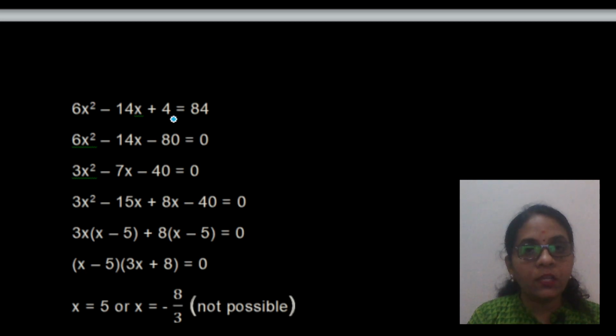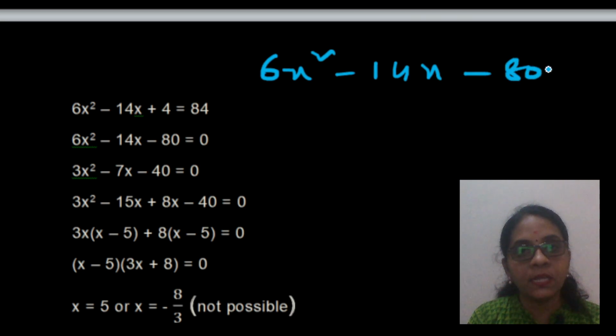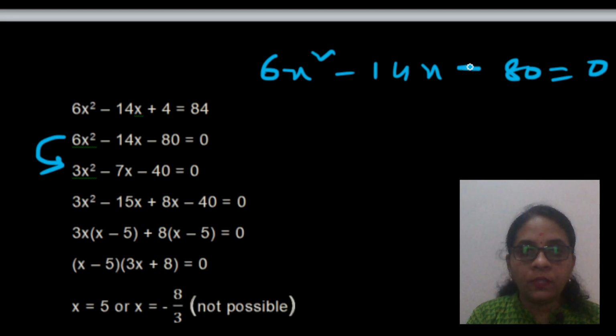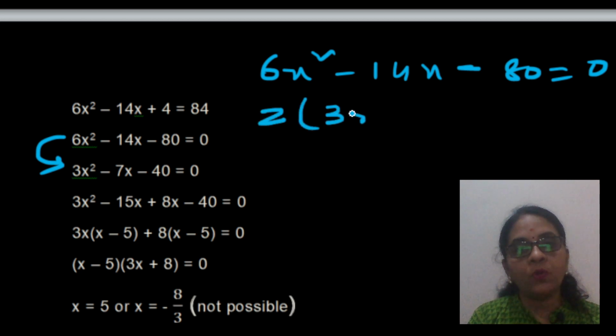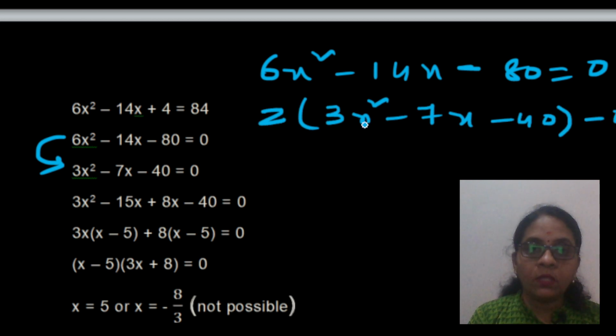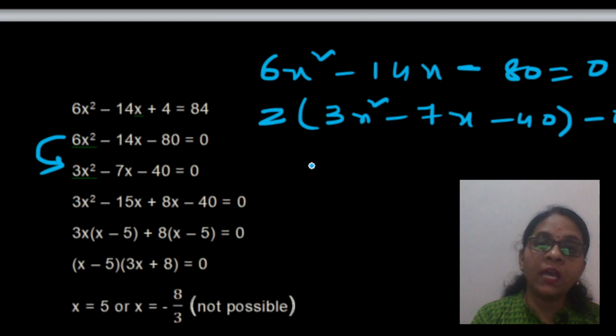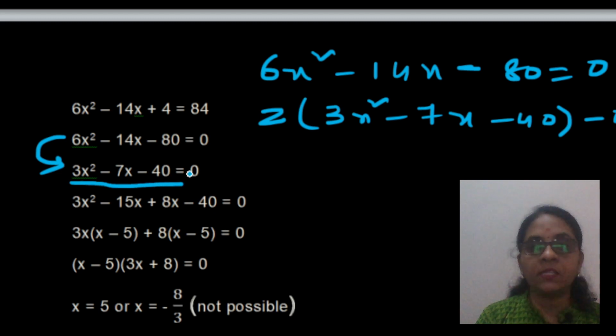Now transpose everything to one side. Why? Because a quadratic equation is a degree 2 equation and it is always equated to 0. So after simplification, you have 6x square minus 14x minus 80 is equal to 0. Then how did we get the next step? Because if you observe, 2 is common throughout. So if we take out 2, you have 3x square minus 7x minus 40 is equal to 0. Now 0 by 2 becomes 0. So we are left with this equation, 3x square minus 7x minus 40 is equal to 0.